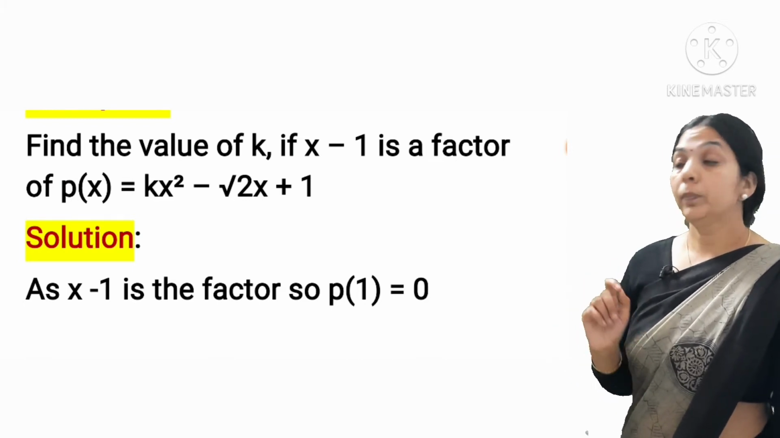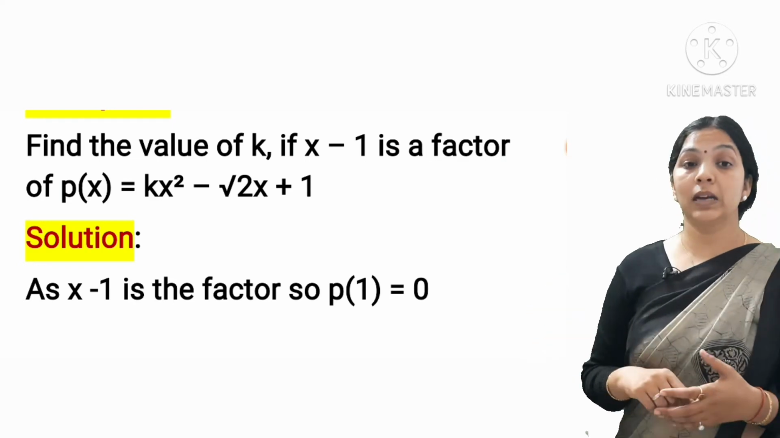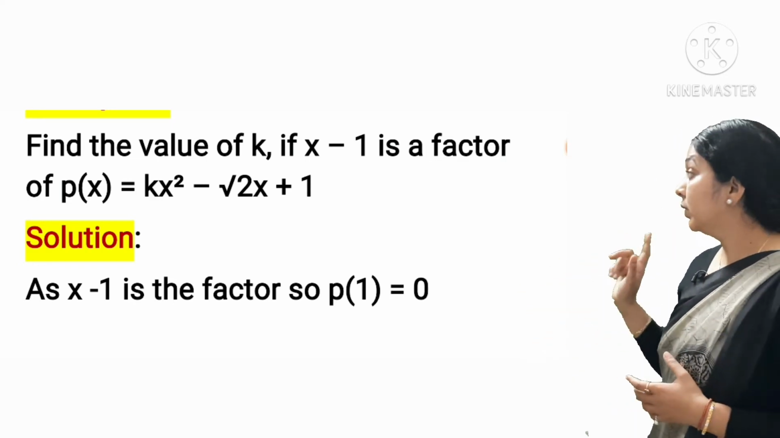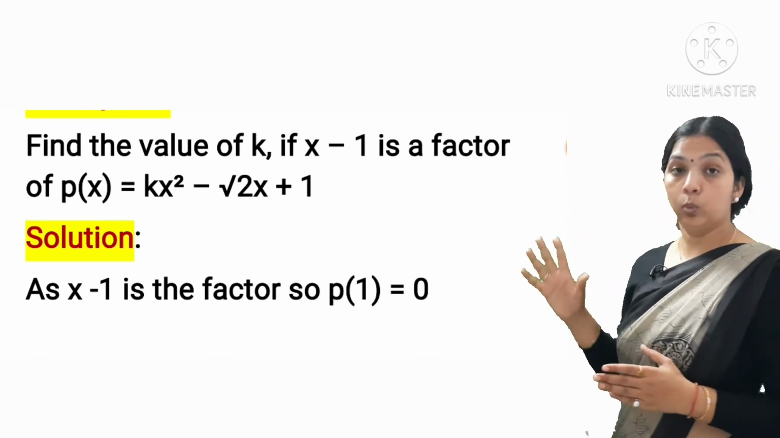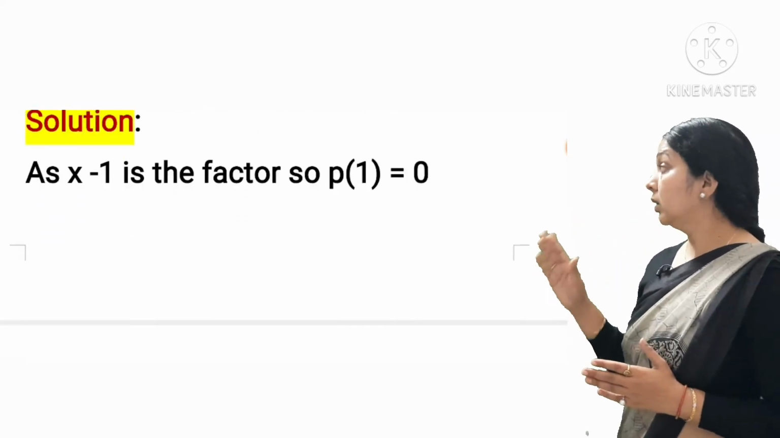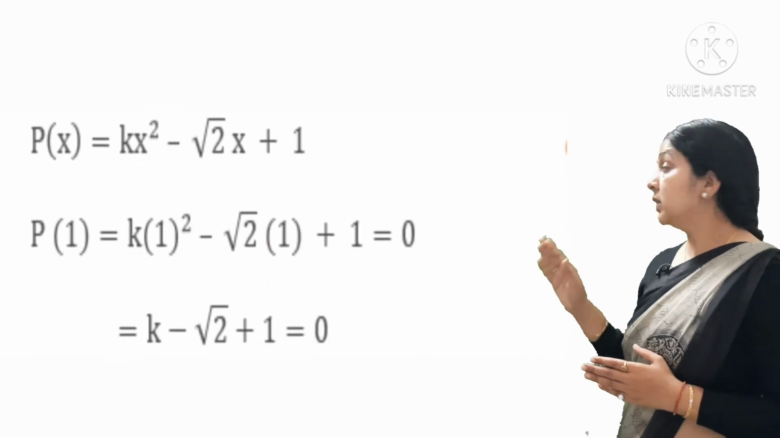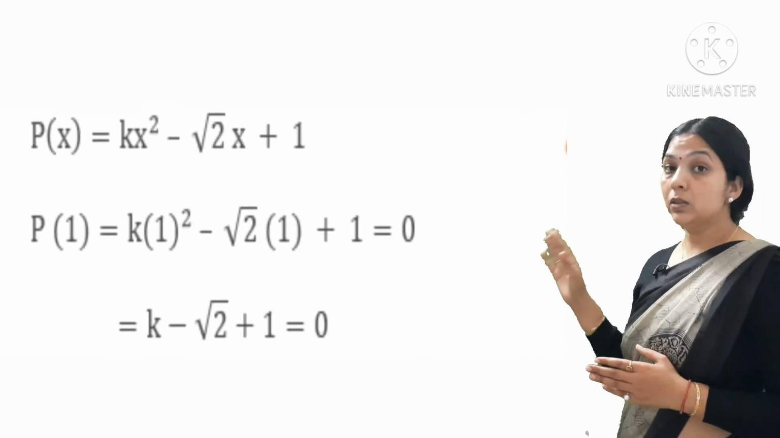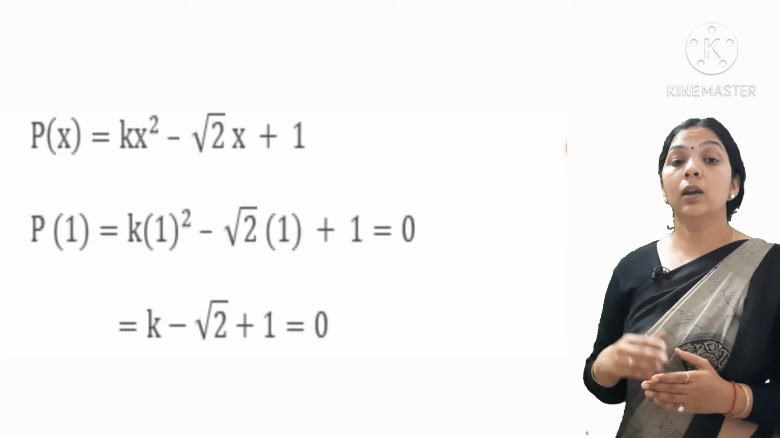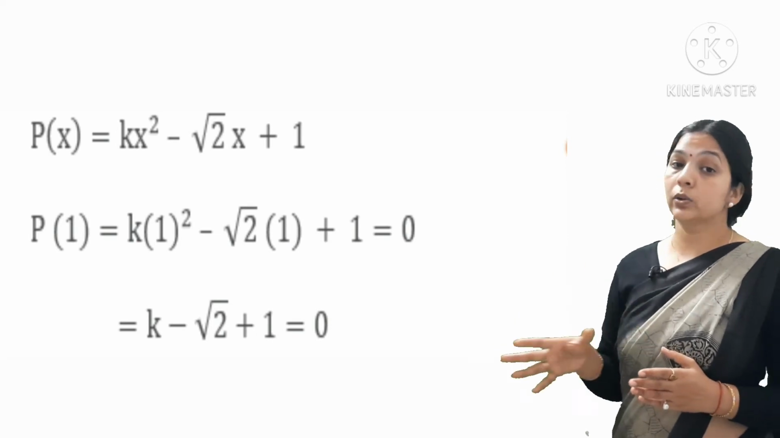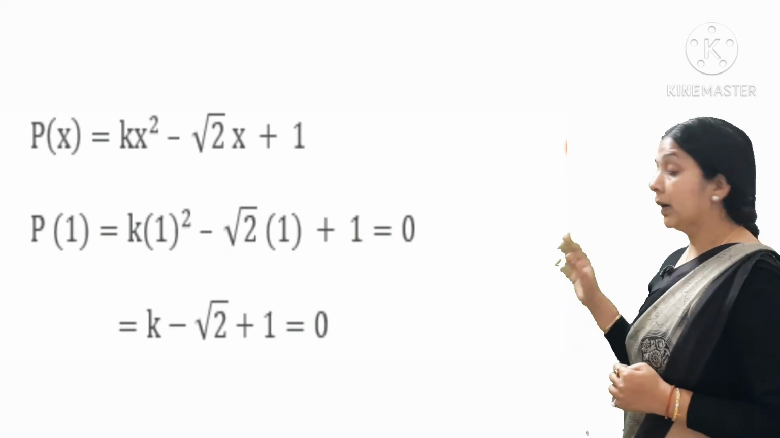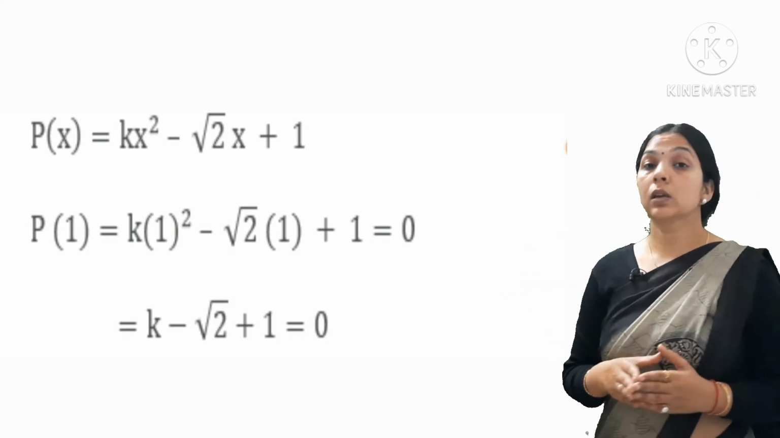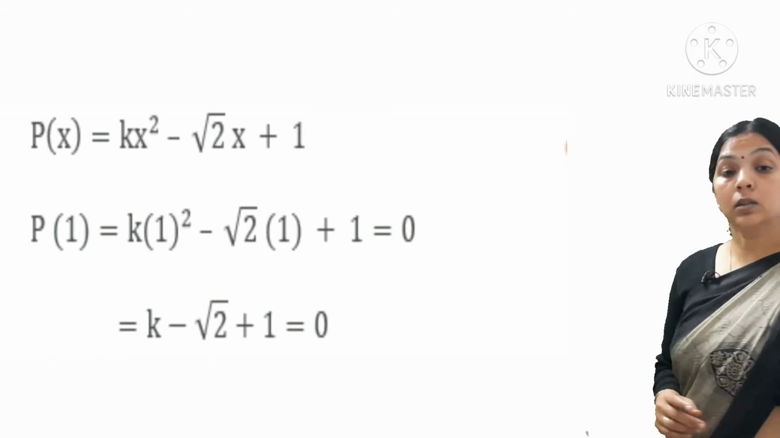Okay, now p(1) is equal to 0, it means that if we place 1 in place of x, the result would be 0. So we will replace x by 1. So it becomes k times 1 square minus root 2 into 1 plus 1 is equal to 0. So k minus root 2 plus 1 is equal to 0. So this will result in k equal to root 2 minus 1. So this is how the factor theorem is used.